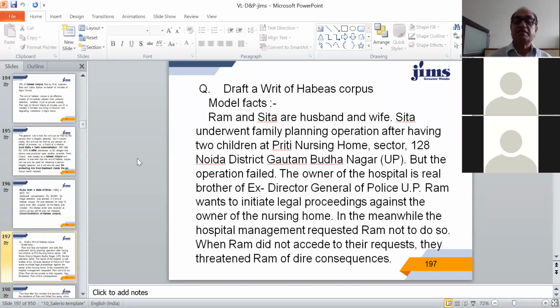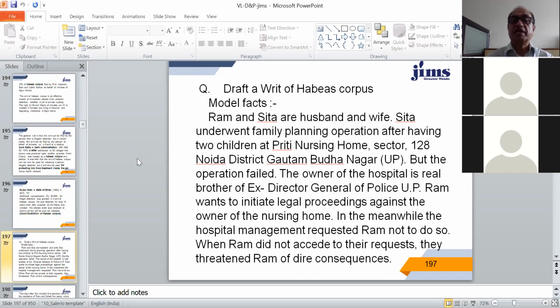Now, dear students, we will draft a writ of habeas corpus. You should take up this exercise and draft a writ of habeas corpus based on some imaginary facts. All right? The facts which I am giving you for the moment are that Ram and Sita are husband and wife. Sita underwent a family planning operation after having 2 children at Preeti Nursing Home, Sector 128, Noida, District Gautam Buddha Nagar, UP. But the operation failed. The owner of the hospital is the real brother of the ex-DGP of Police, UP.